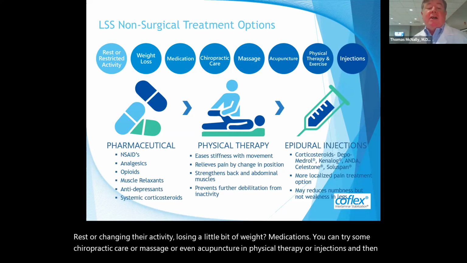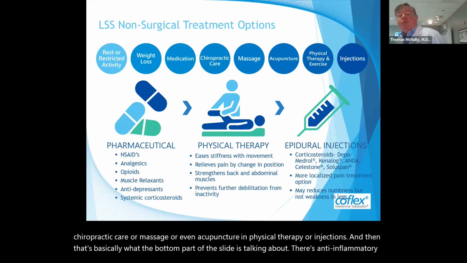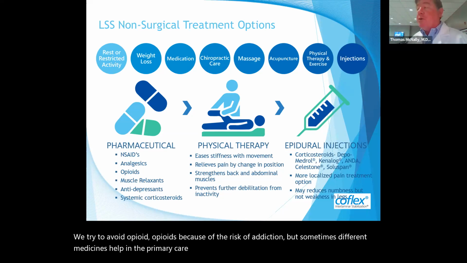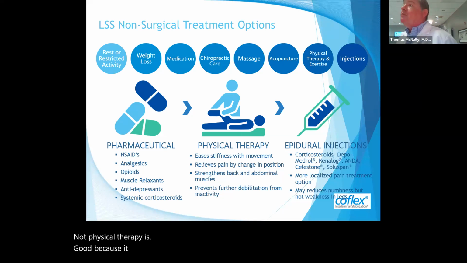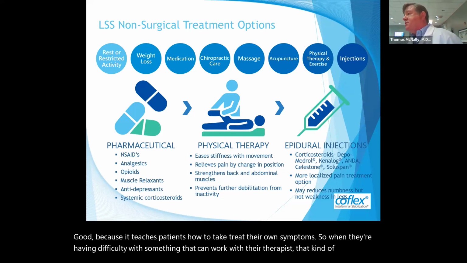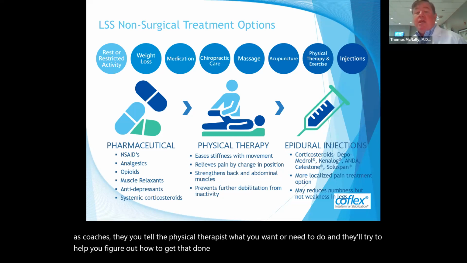And that's basically what the bottom part of the slide is talking about. There are anti-inflammatories. We try to avoid opioids because of the risk of addiction, but sometimes different medicines help, and primary care doctors are usually pretty good at prescribing those. And physical therapy is good because it teaches patients how to treat their own symptoms. So when they're having difficulty with something, they can work with their therapist. I kind of view therapists as coaches. You tell the physical therapist what you want or need to do, and they'll try to help you figure out how to get that done.